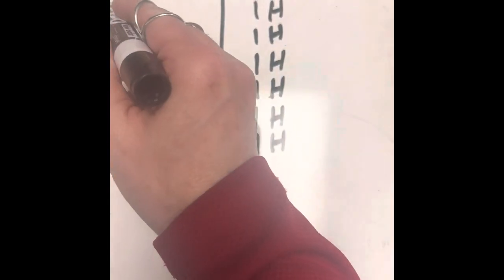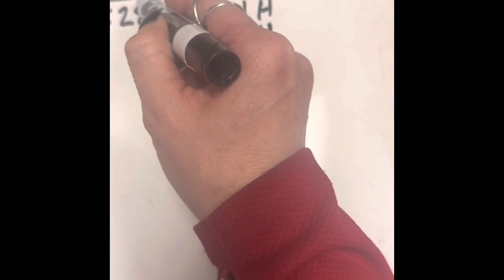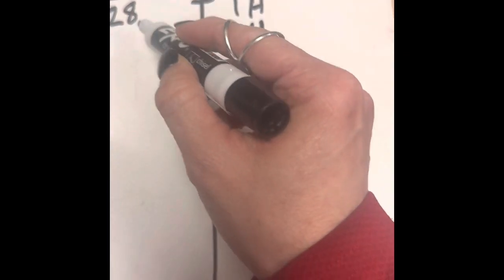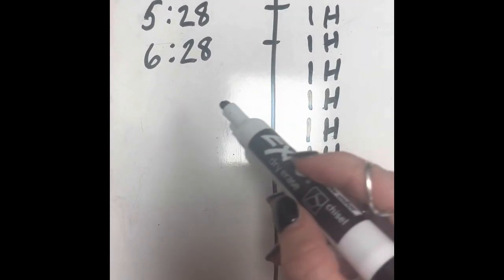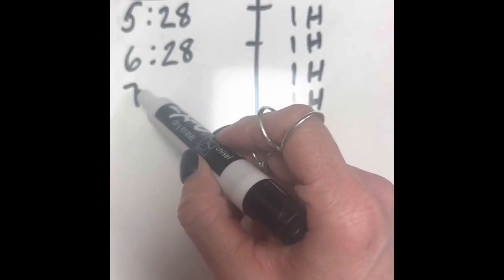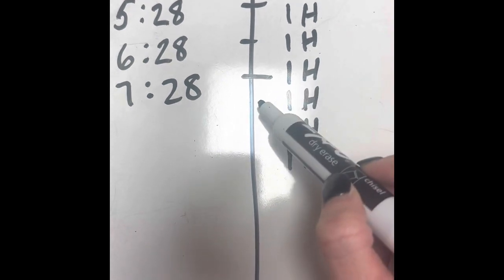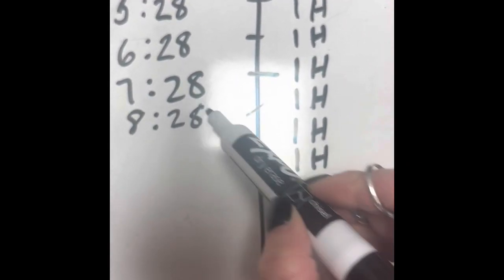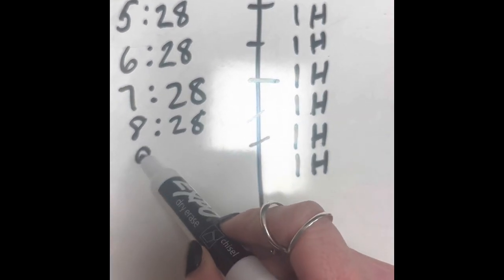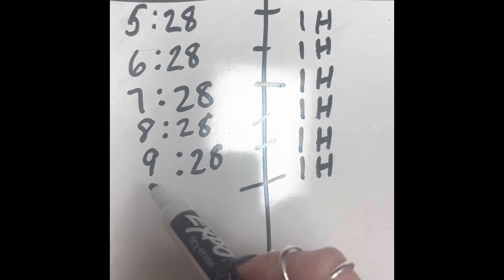So now it's 5:28. Then I'm at 6:28. Then I add another hour. 7:28. And I'm starting to get a little wonky, so I need to watch my lines. 8:28, 9:28, 10:28.